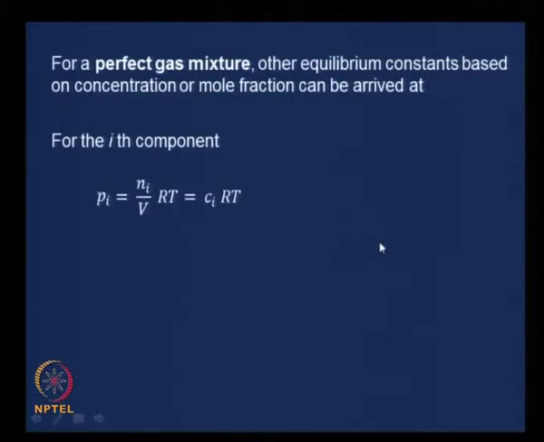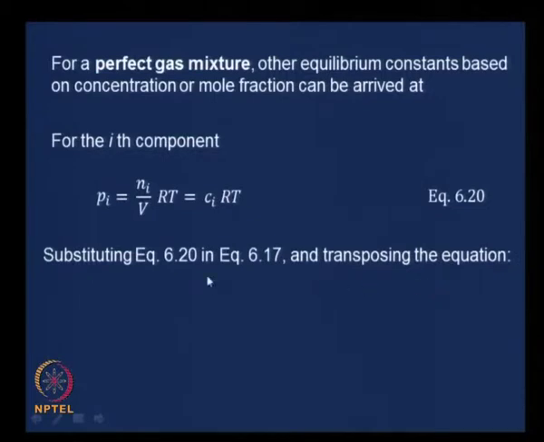Therefore, Ci RT. Let us call this equation 620, and if we substitute equation 620 in equation 617, that will become very clear, and transposing, we will get Kp equals the product over I of Ci RT, the whole power nu I. Can you do this bit of algebra right now? Just substitute 620 and 617 and get this expression.